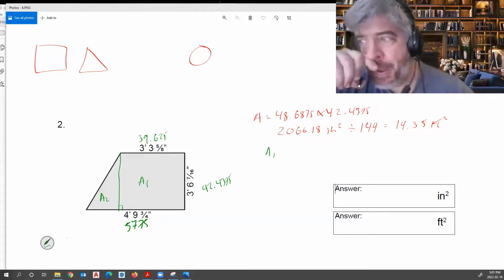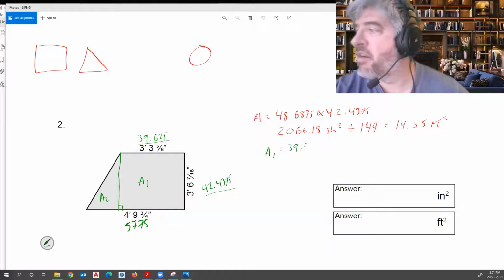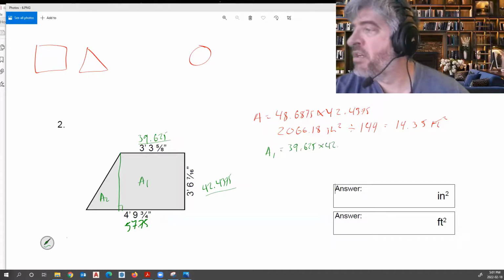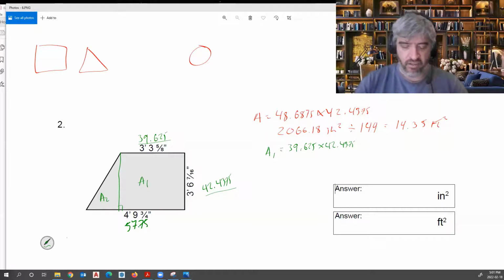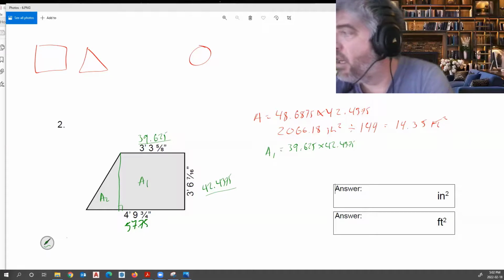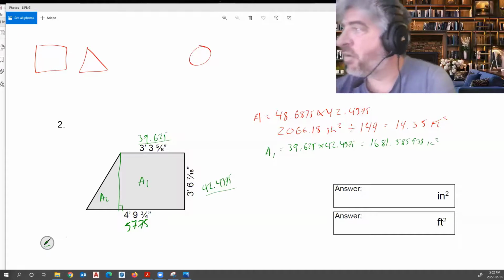It's nice and easy because we have length and width right there. So area 1 is going to equal 39.625 times 42.4375. That's it. That's easy. That one's done. It's just a square, or a rectangle, sorry. So 39.625 times 42.4375 gives me an area of 1681.585938, and that's square inches.